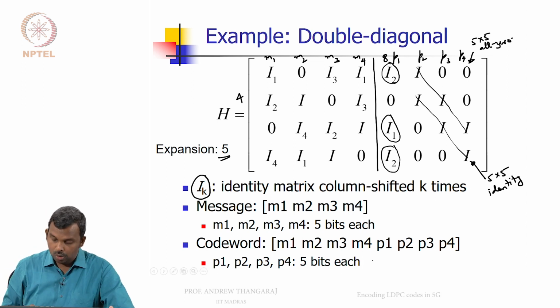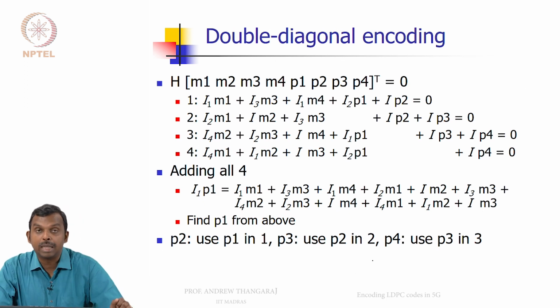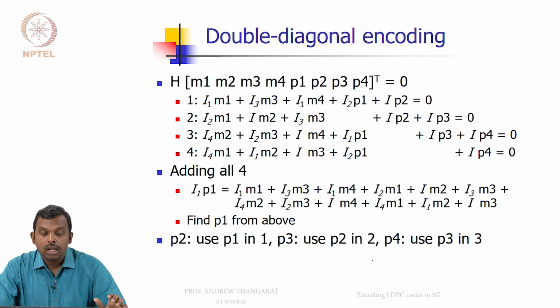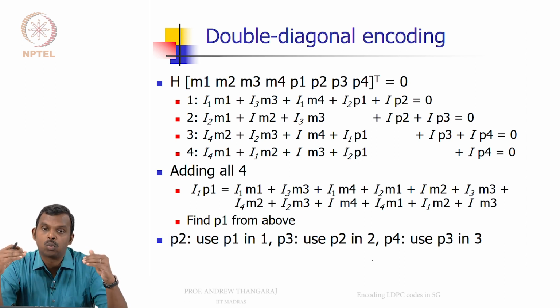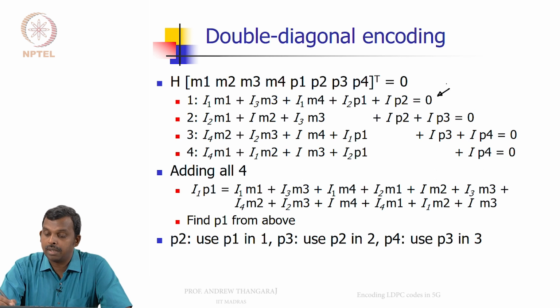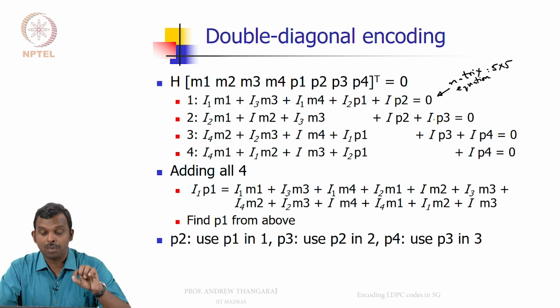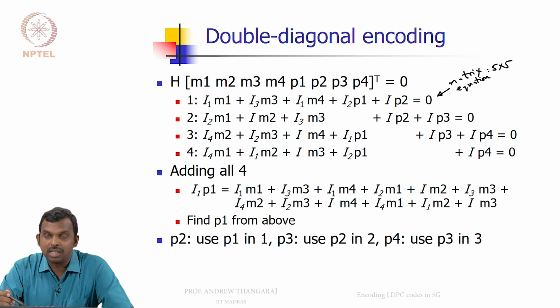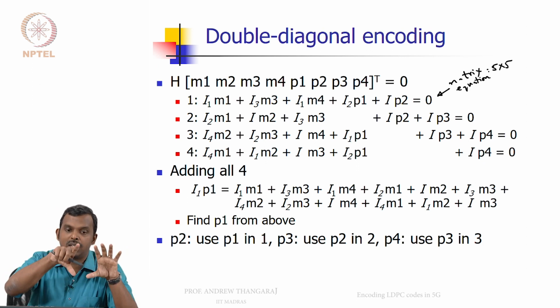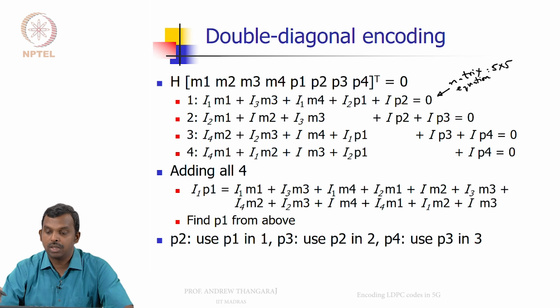So now how does the encoding work here? We have H times the code word transpose equals 0. I'm going to write each block row as one matrix equation. So there are 5 by 5 matrices here. Each of M1, M2, M3, M4, P1, P2 are all length 5 vectors. Once again, there is a transpose here, which I'm not showing in the notation. Hopefully it's clear to you. So I put I1 and then put M1 as a column vector, and multiply and add up. So I get this equation.